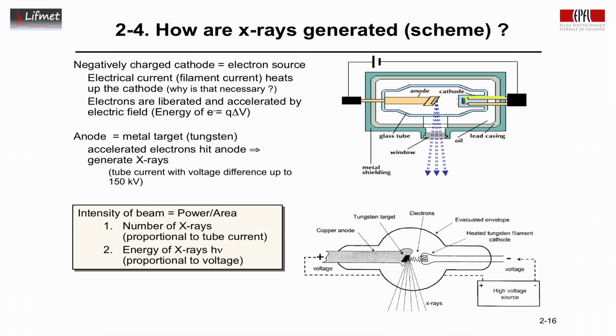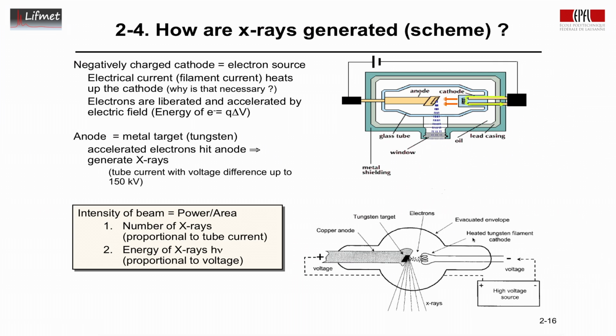We can control the filament current, and so increase the tube current. That is, we can increase the number of electrons, and therefore the number of photons per second that are being emitted. And with the voltage between the cathode and the anode, we control the maximal energy of the photons that are being emitted. That is, we control the energy of the electrons when they hit the target.